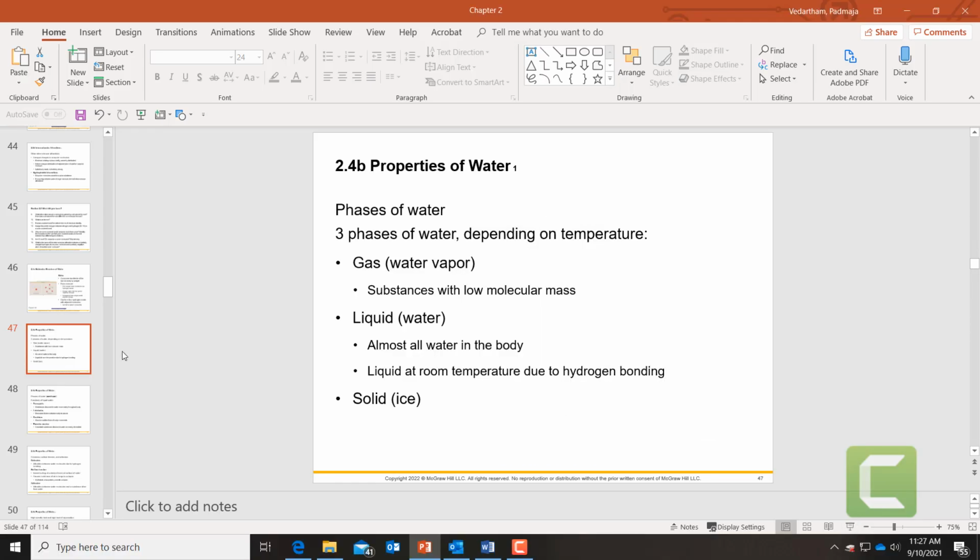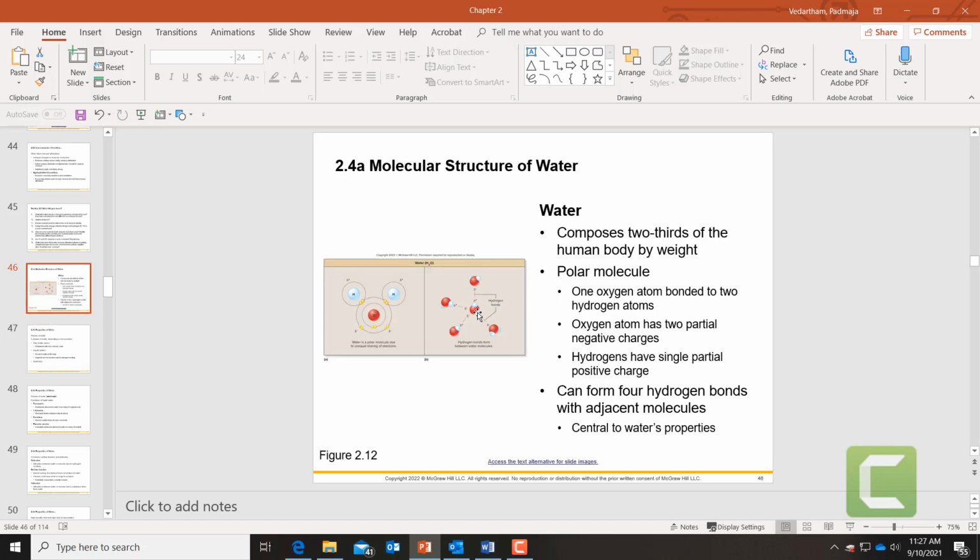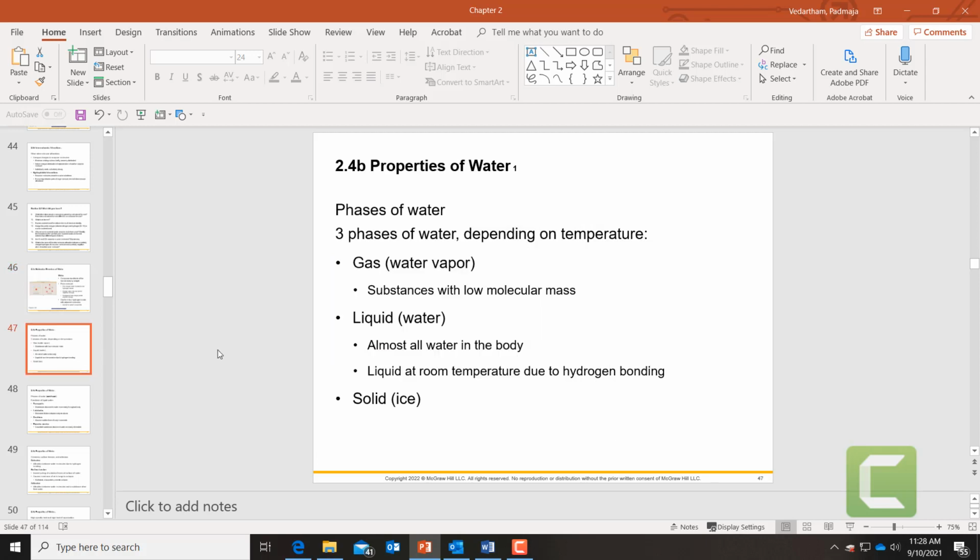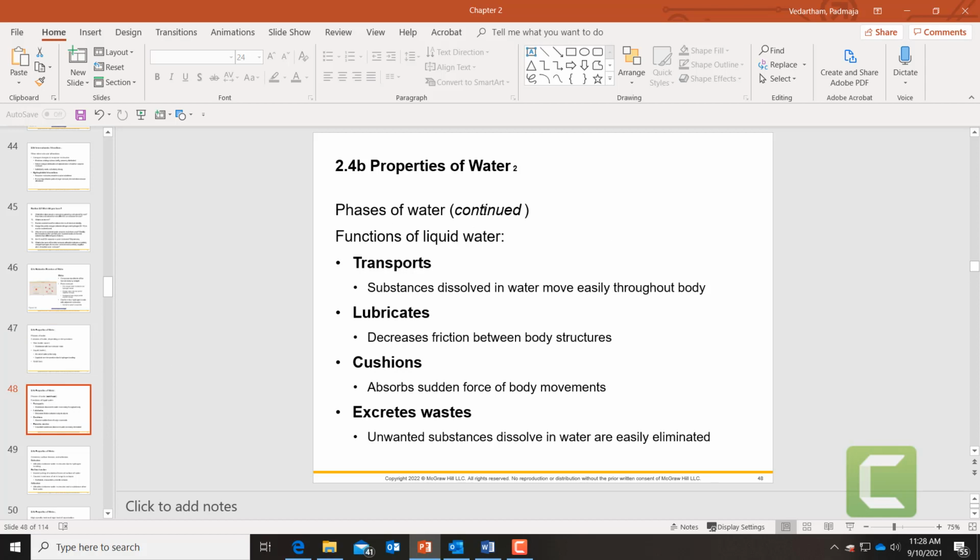We also saw how water is surrounded by four other water molecules, and each one develops a weak hydrogen bond between them. And so this hydrogen bond affects the properties of water, and as it supports life on Earth, water can be found as water vapor, as a liquid, or as ice, as a solid. It has many functions because of these properties of having hydrogen bonds.